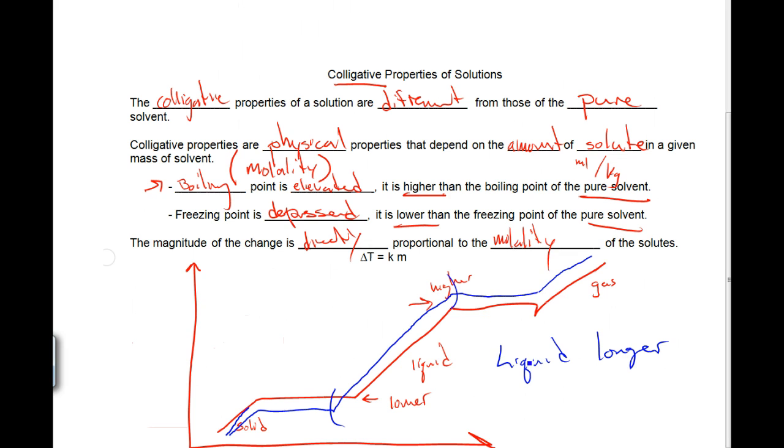This is all you really need to know about colligative properties. Don't worry about the math. Remember these two things and this little graph, that the liquid state remains longer. That wraps up this little bit. We'll probably have more. Thanks for your patience.